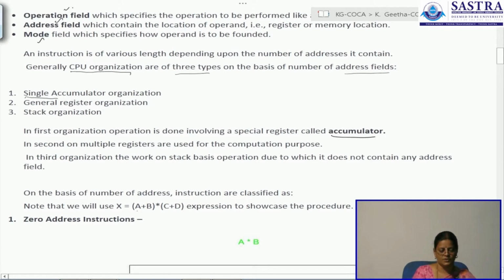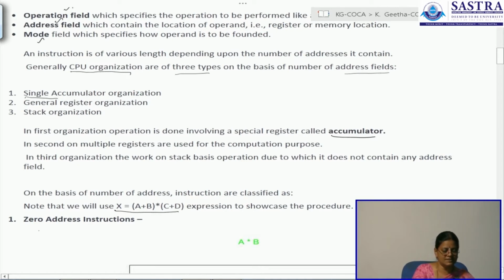We will see the example for zero address instruction. We are going to take a common expression X = (A + B) * (C + D). This is what we are going to evaluate, and we do not know where the A, B, C and D values are stored. If they are used in registers, it comes under the category general register. If all these operands are stored in the stack, it comes under the third one, stack organization. If you make use of the accumulator and one operand in memory, it comes under the first category. So we are going to discuss all three types of organizations with respect to this expression.